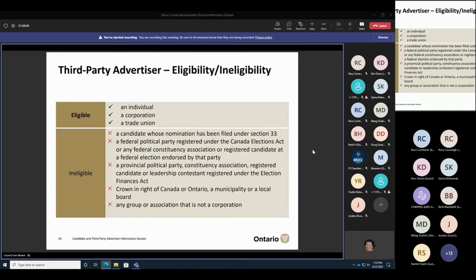Regarding item 5, any group or organization that is not a corporation, this includes groups like associations or clubs that are not incorporated.